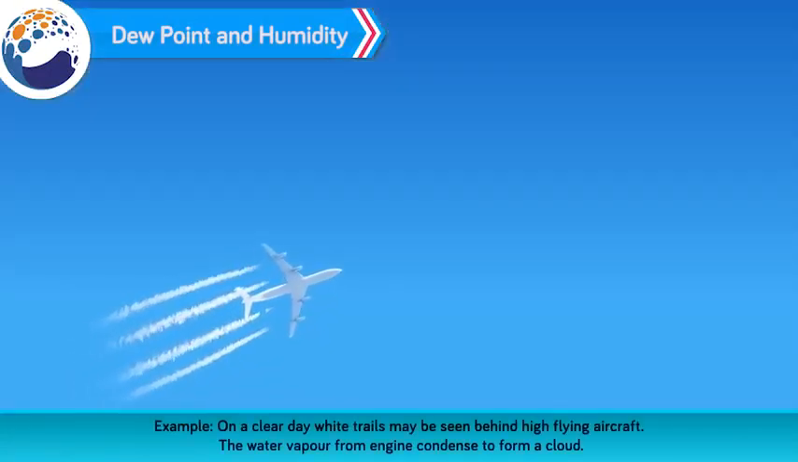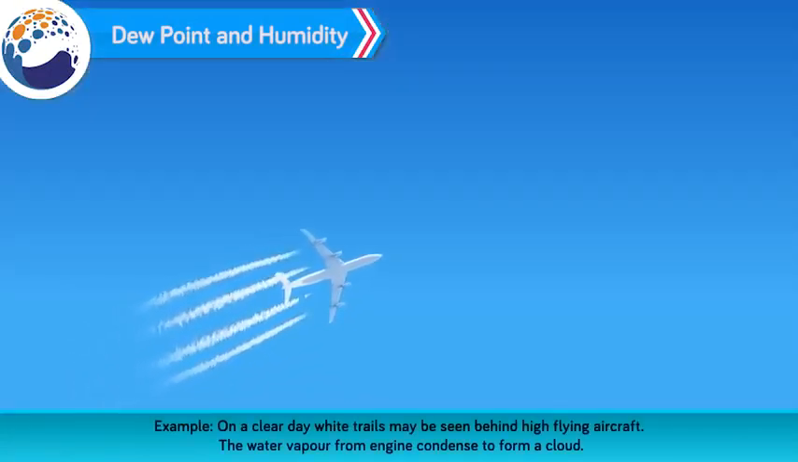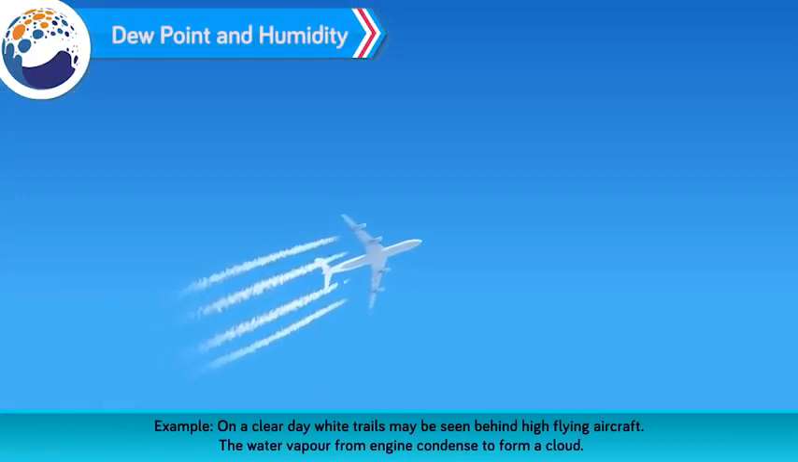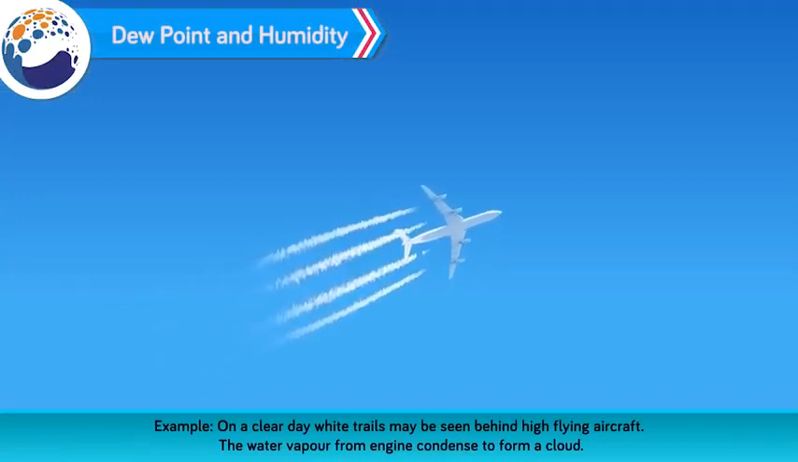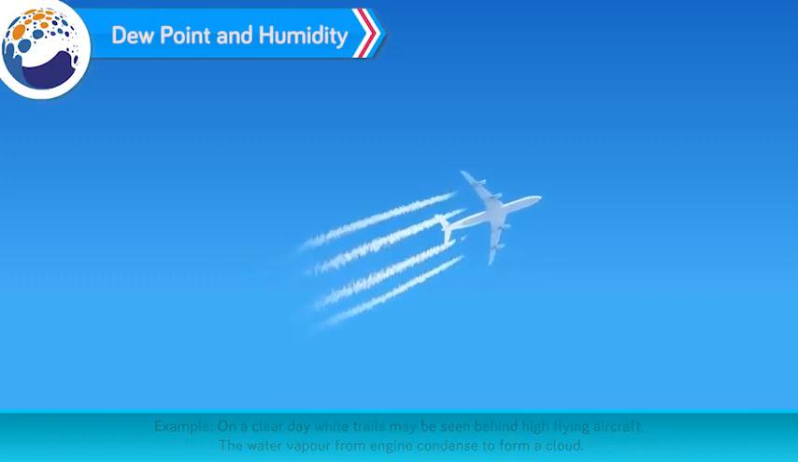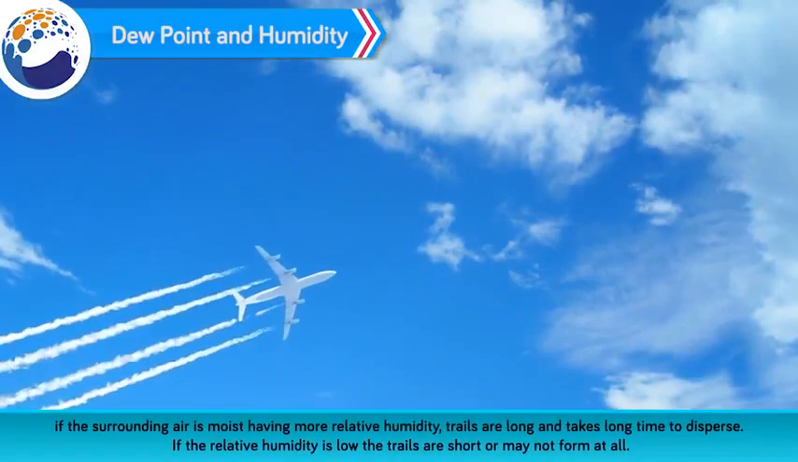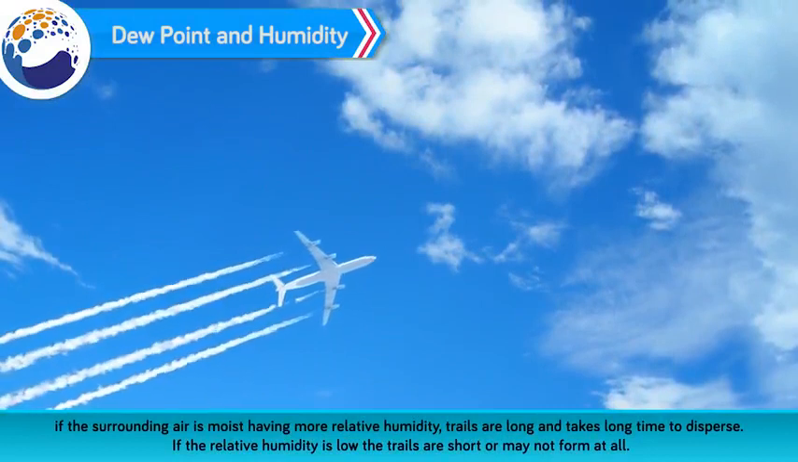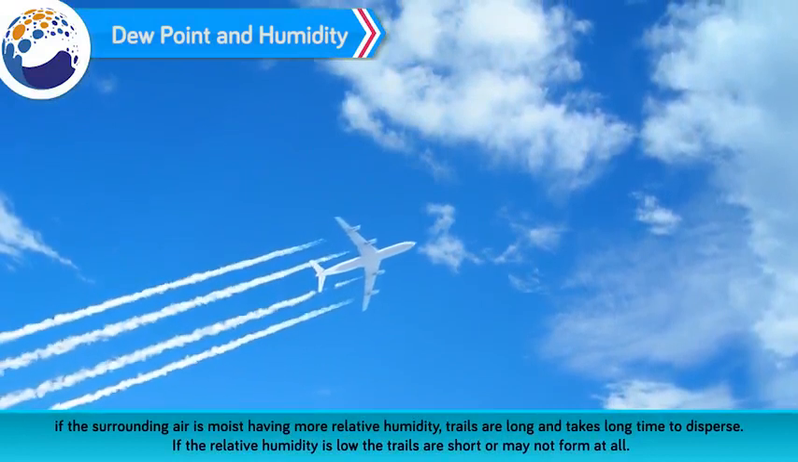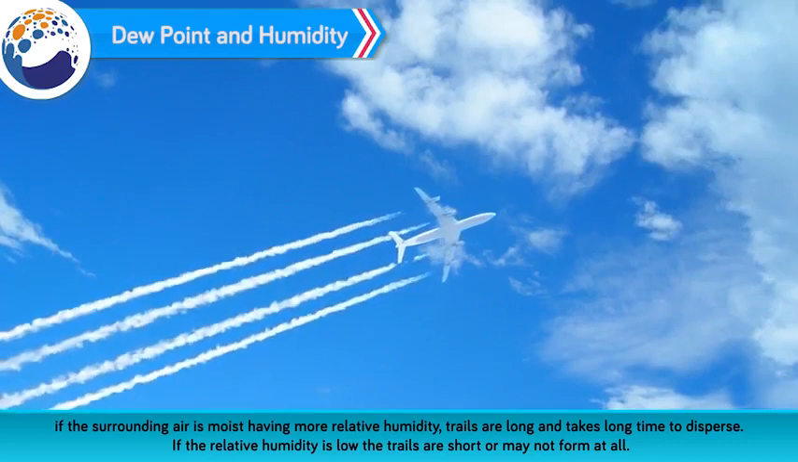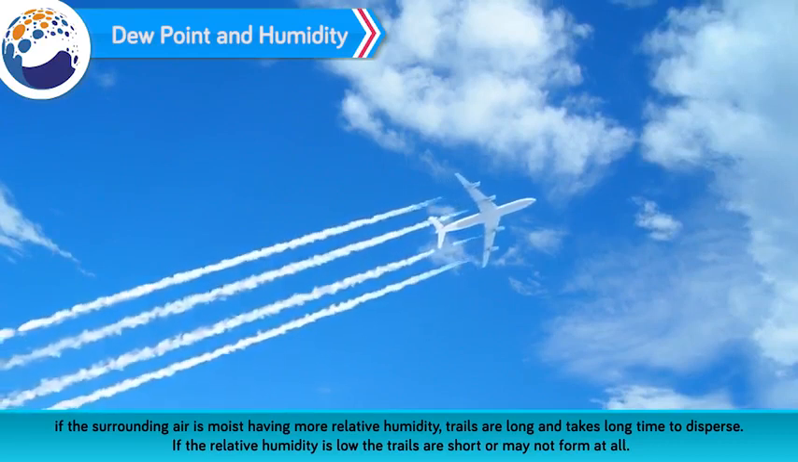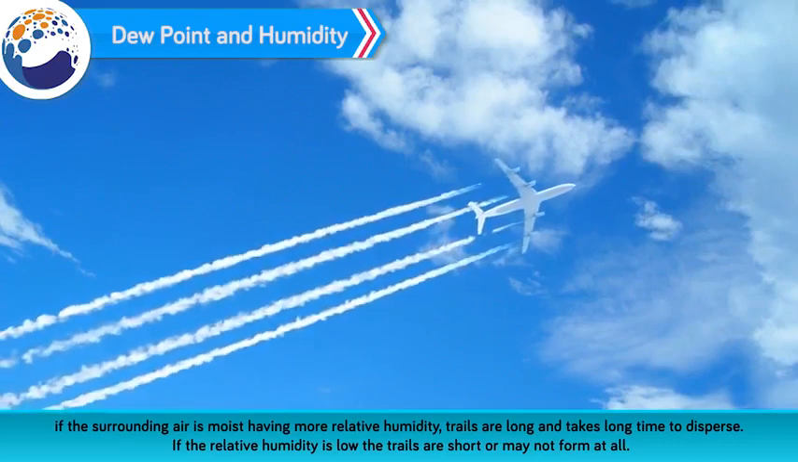Example: on a clear day, white trails may be seen behind high-flying aircraft. The water vapor from the engine condenses to form a cloud. If the surrounding air is moist, having more relative humidity, trails are long and take a long time to disperse. If the relative humidity is low, the trails are short or may not form at all.